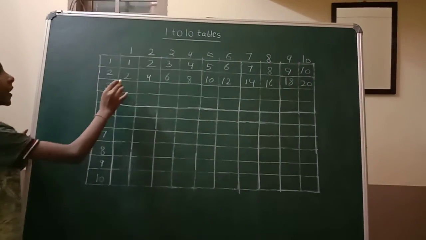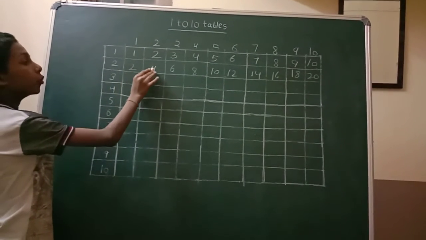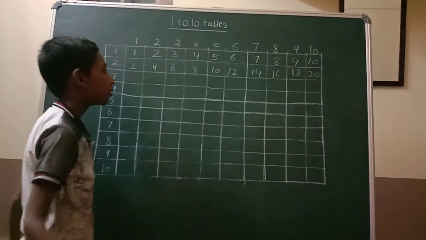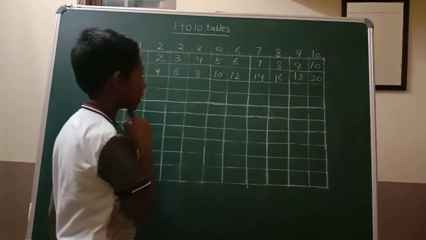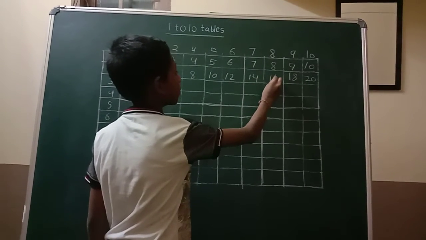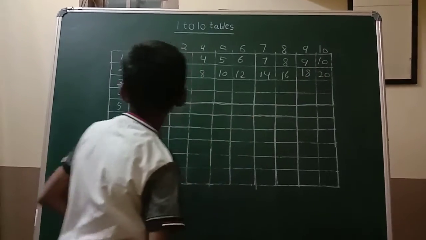We should check it is right or wrong. 2 ones are 2, 2 twos are 4, 2 threes are 6, 2 fours are 8, 2 fives are 10, 2 sixes are 12, 2 sevens are 14, 2 eights are 16, 2 nines are 18, 2 tens are 20.